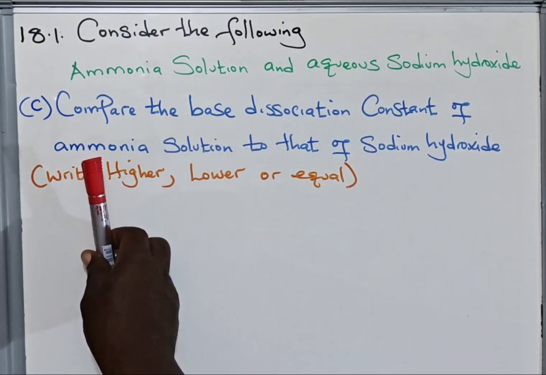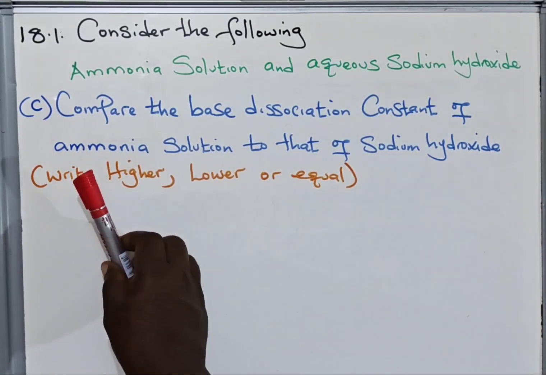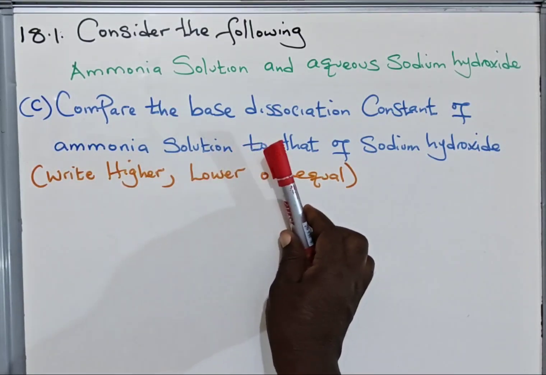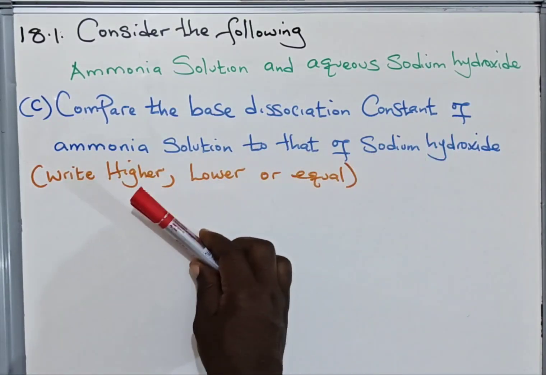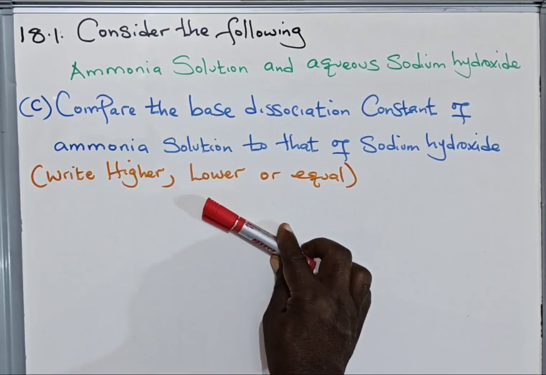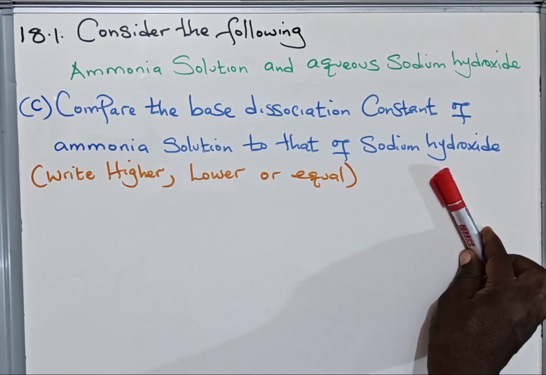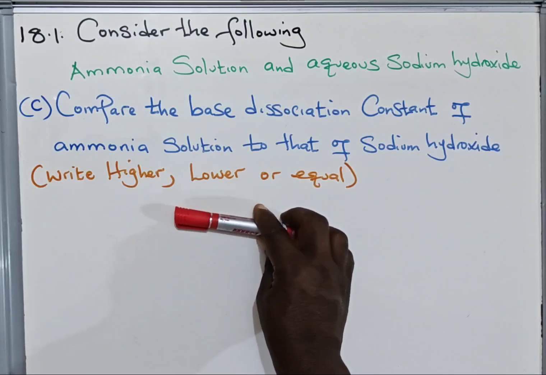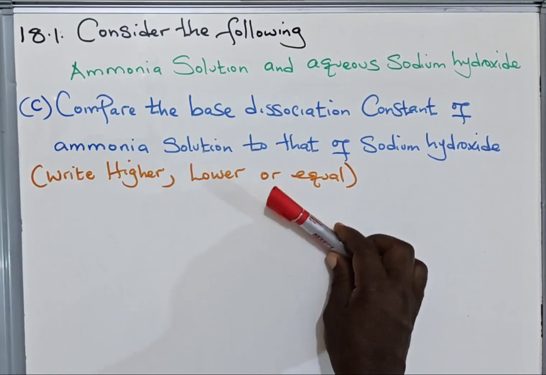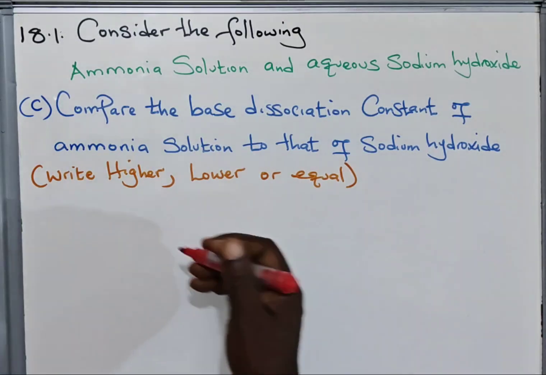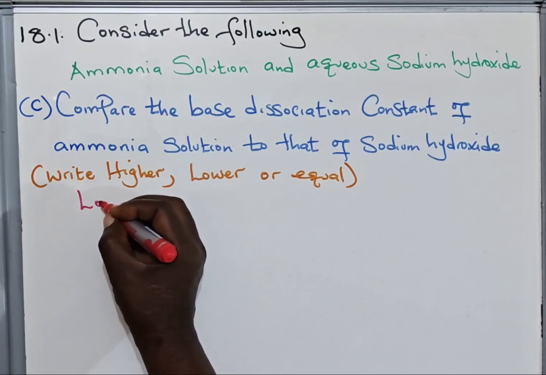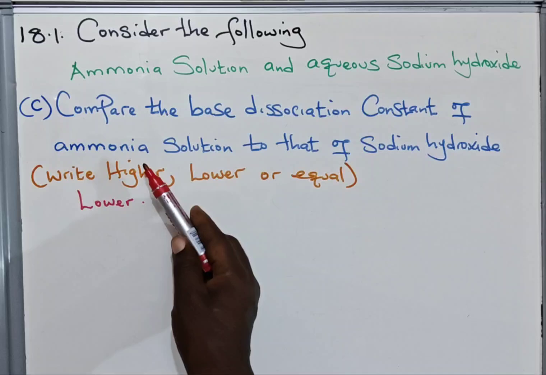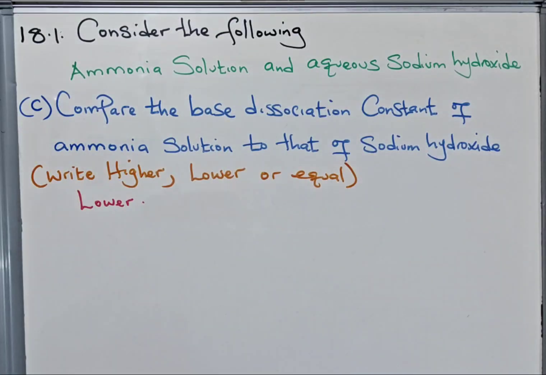Then we come to this one. It says, compare the base dissociation constant of ammonia solution to that of sodium hydroxide. Write higher, lower, or equal. The answer is lower. You have to know that we are comparing ammonia to sodium hydroxide.